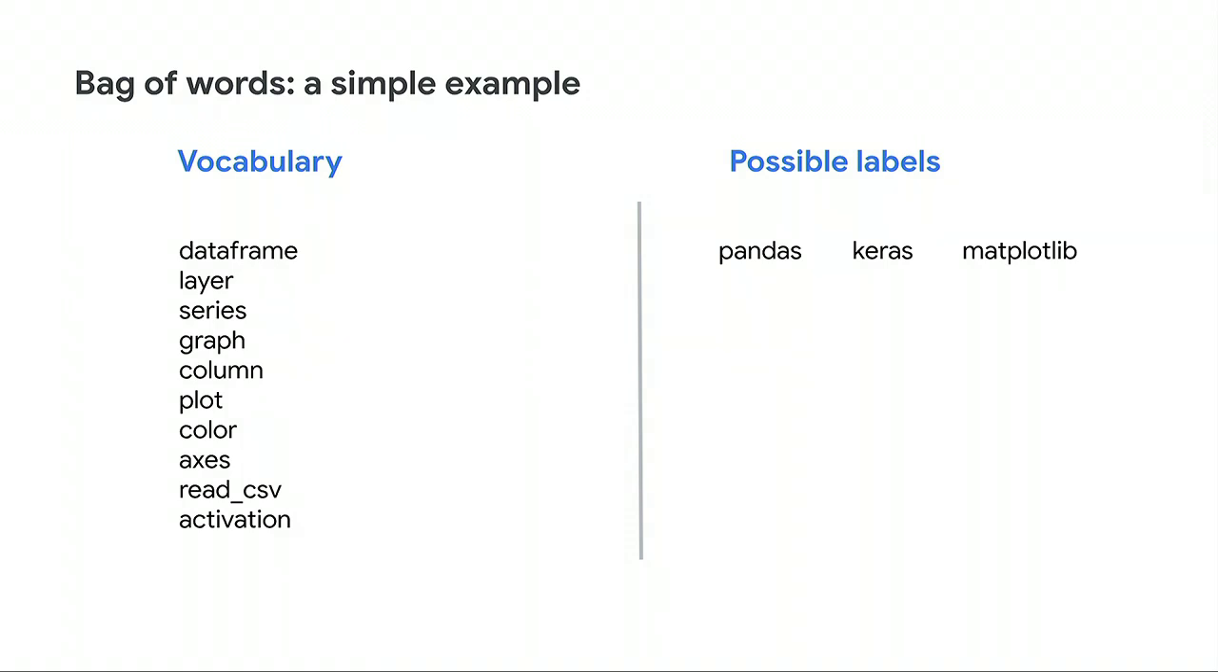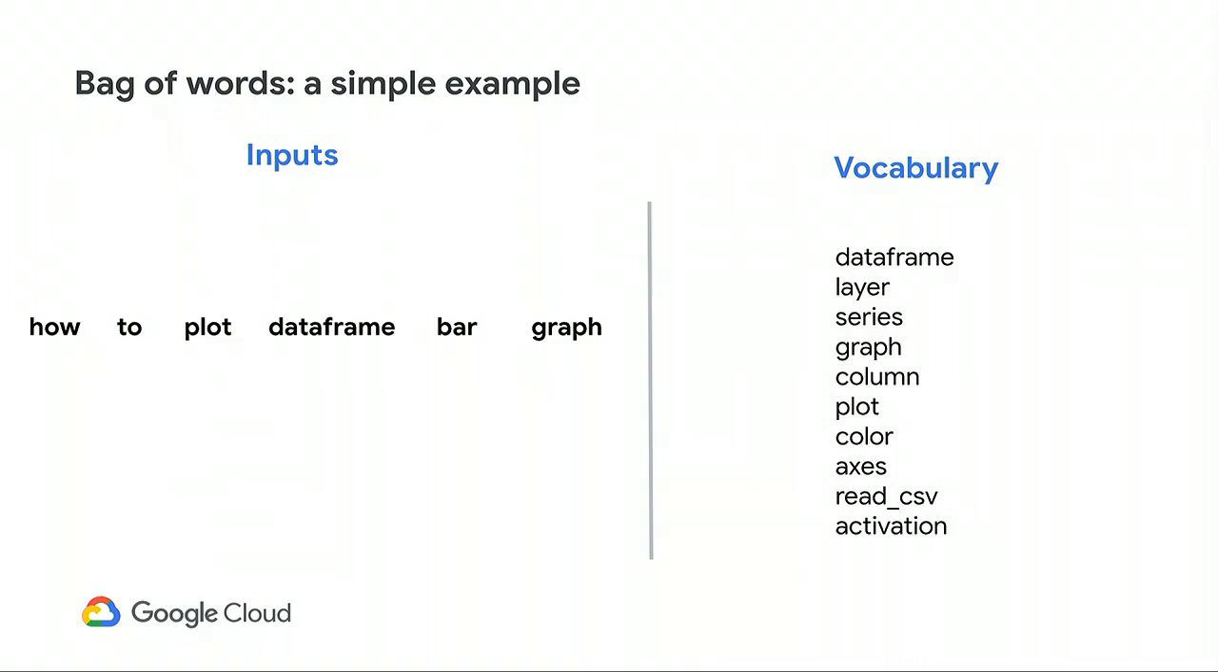We'll simplify and condense it for this purpose to just 3 labels: Keras, pandas, and matplotlib. So we're going to try to use bag of words to categorize sentences as one of those labels. But we only know those 10 words, right?